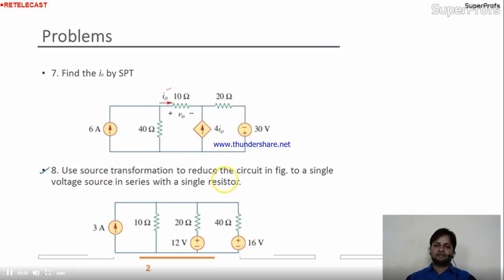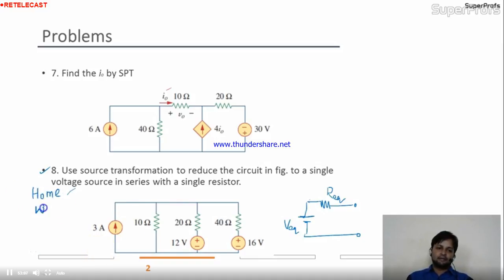Is it okay? Come to the 8th one. Use source transformation to reduce the circuit in the figure to a single voltage source in series with a single resistance. See what they are saying. They are saying that reduce the circuit in the form of a single voltage source in series with resistance. Single means R equivalent I can say, and this is V equivalent I can say of this circuit. Okay, by source transformation. See friends, this is also homework for you. I'll just give the hint, and I hope this is very easy for you.